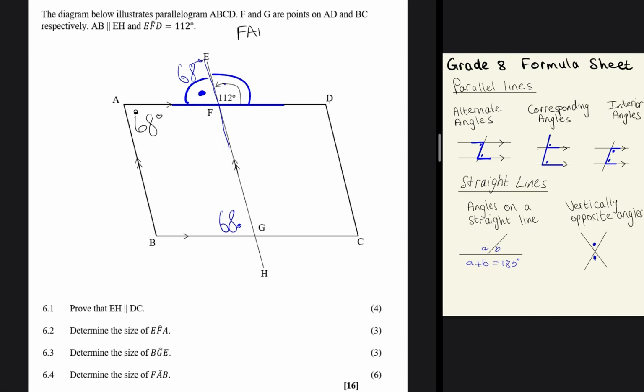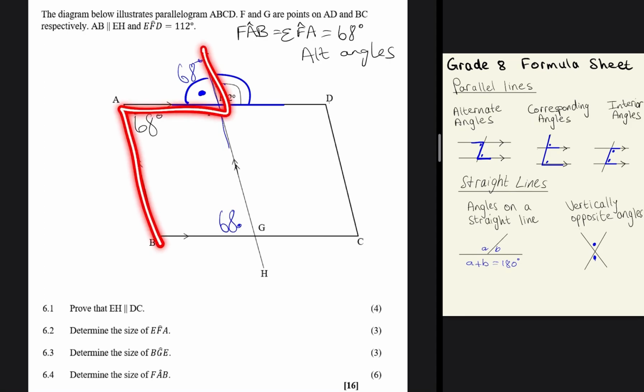So let's write it down. Angle FAB equals angle EFA, and that is 68 degrees. And the reason is alternate angles. Again, very important, write down the two lines that you've used. So let me just draw the Z again. We've used this line here, EH, and this line here, AB. Therefore, you need to write AB is parallel to EH. And there you have your answers.